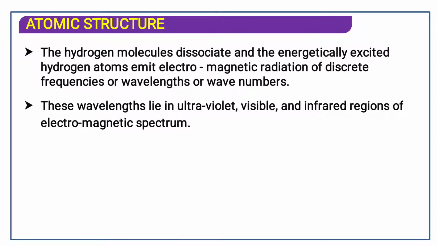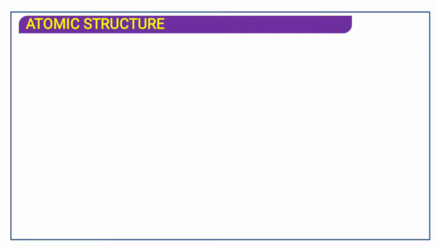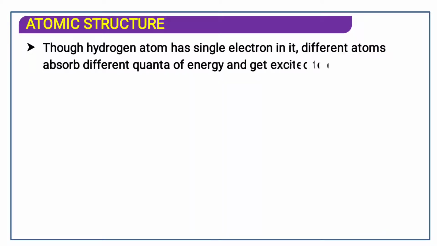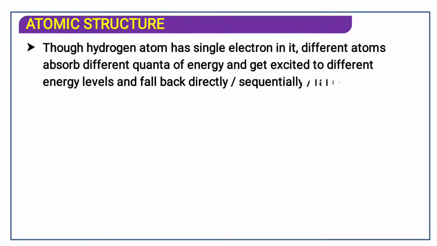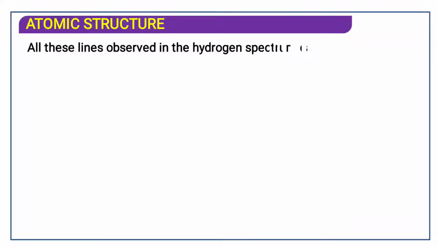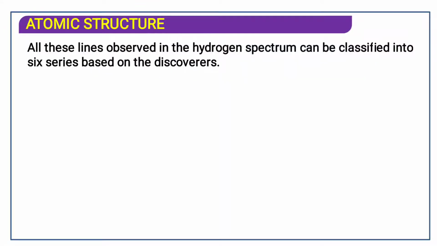This wavelength lies in the UV, visible, and infrared of the electromagnetic spectrum. Though the hydrogen atom has a single electron in it, different atoms absorb different quanta of energy and get excited to different energy levels and fall back directly or sequentially, randomly, resulting in a number of lines in the hydrogen spectrum. That means it gives you a large number of spectral lines, and other atoms will be giving more spectral lines. Hydrogen atom has only one electron.